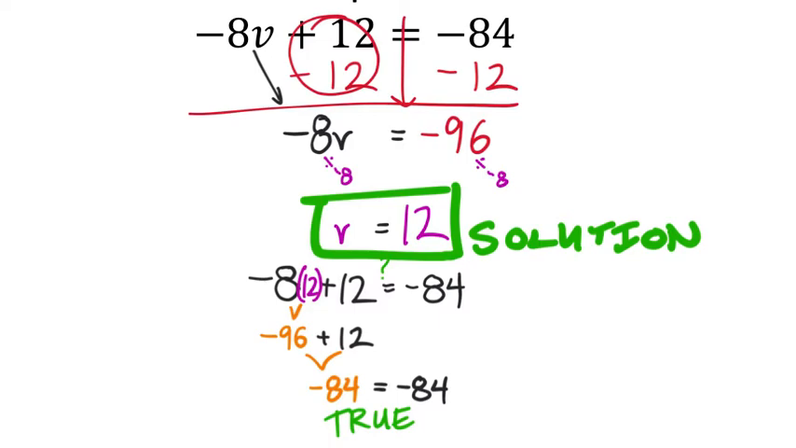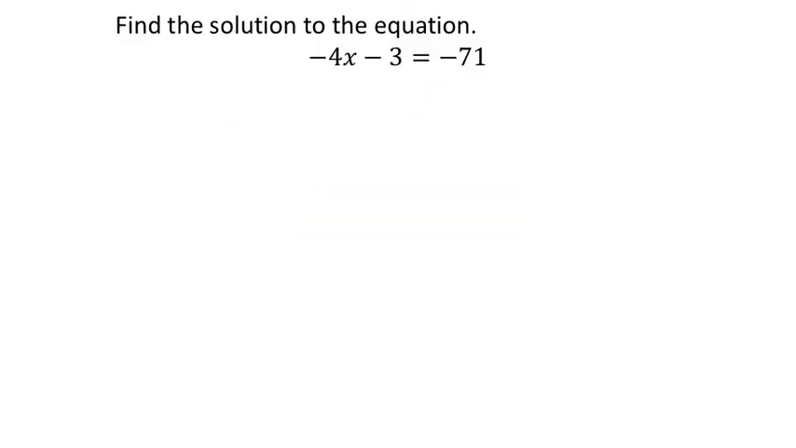Okay, so once again, the process here, we made a phantom 0 here, and then we made a phantom 1 right there. Remember, the 1's still there, you just can't see it. All right, so the process is going to work pretty much the same way on this one, right? So I'm going to take this negative 4x minus 3. It equals negative 71.